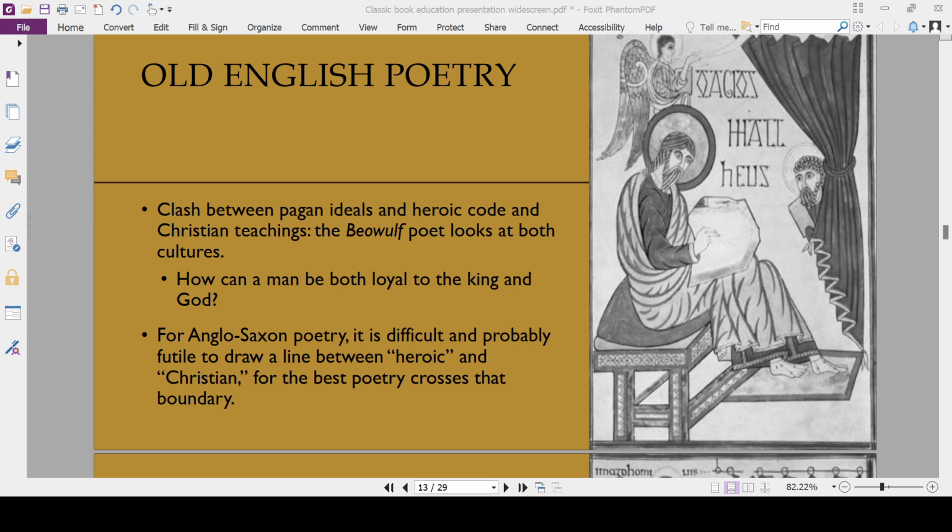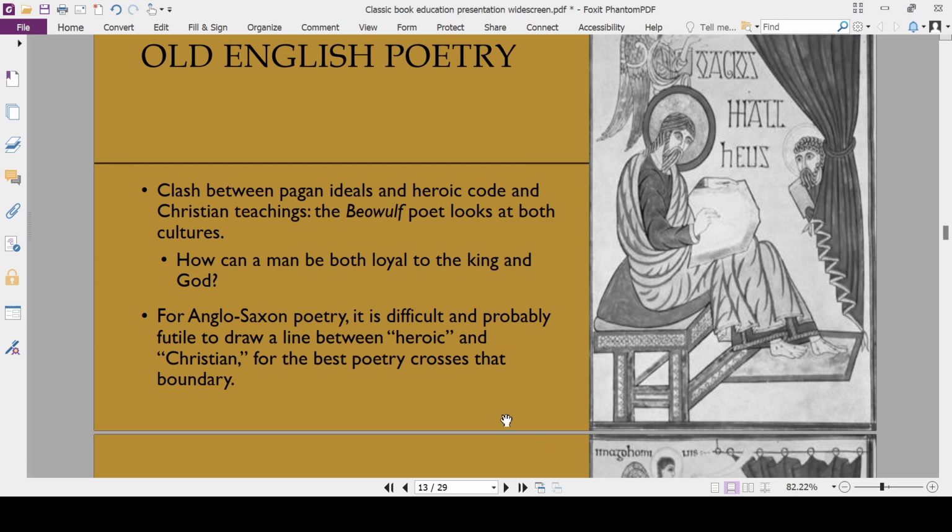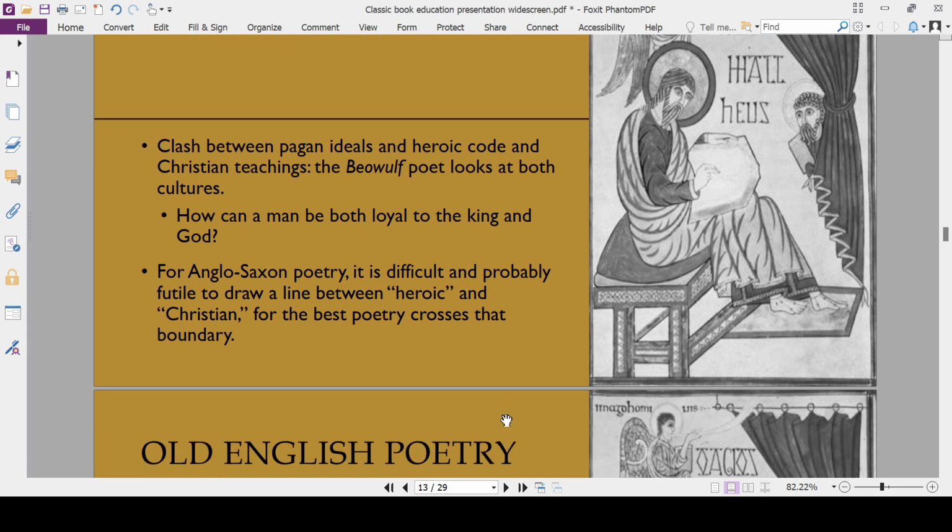This dual allegiance pervades the literature of the period, posing a central question, which, of course, is the central question of Beowulf as well. How can one remain loyal to both the earthly king and heavenly God simultaneously? So that becomes one of the central questions that the poets of this period try to address.